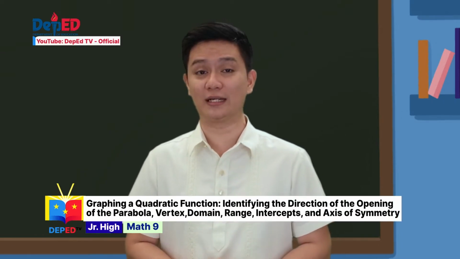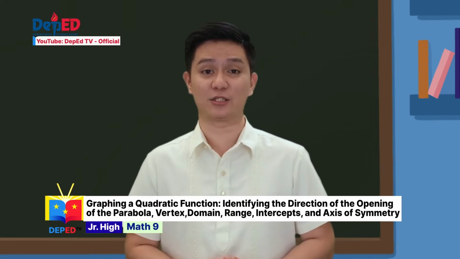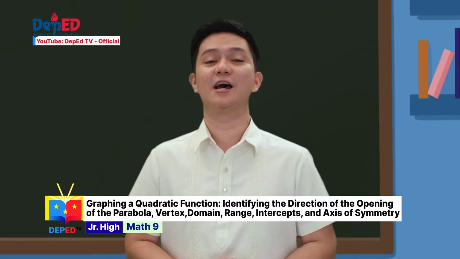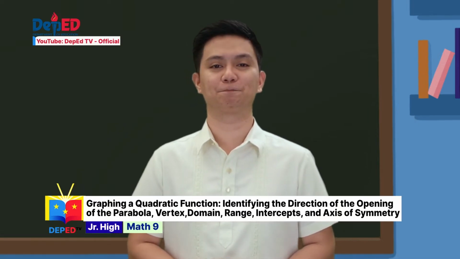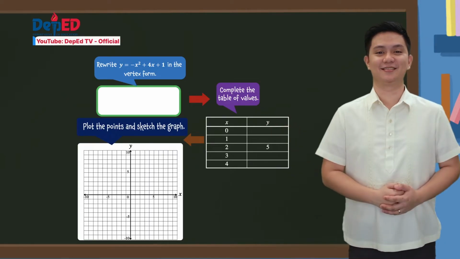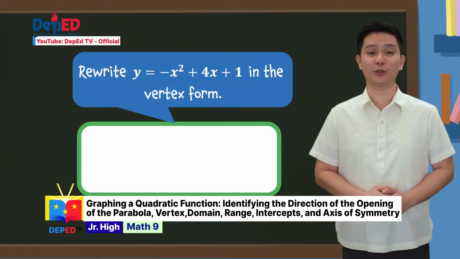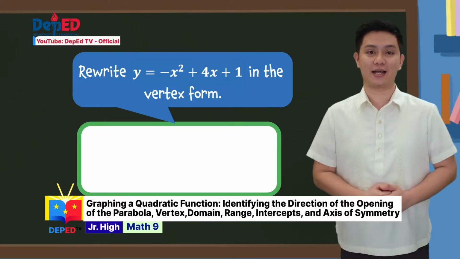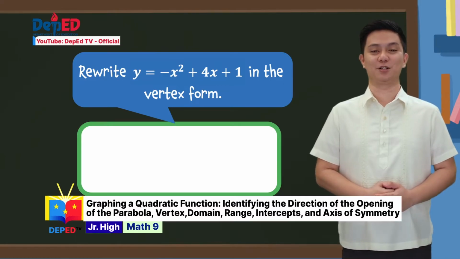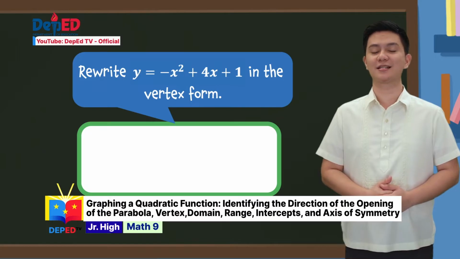Hebraetin is doing an activity called Follow My Path, where she has to sketch the graph of a given function by following a map. The map looks like this. Let's try to do it also. We begin by rewriting the quadratic function y equals negative x squared plus 4x plus 1 in vertex form. We should write in the box the steps we have to take.